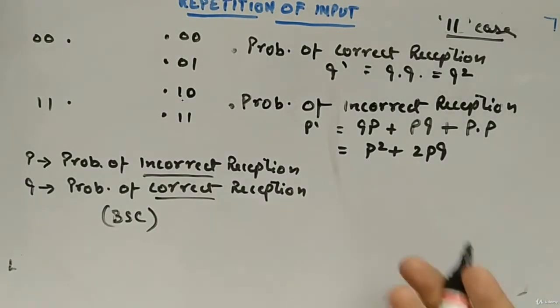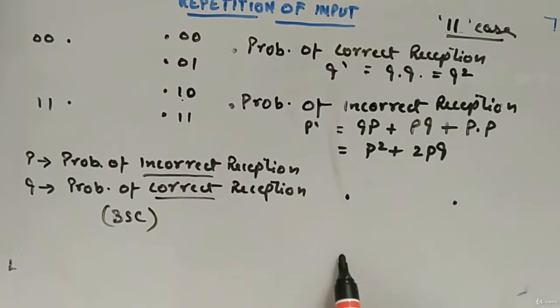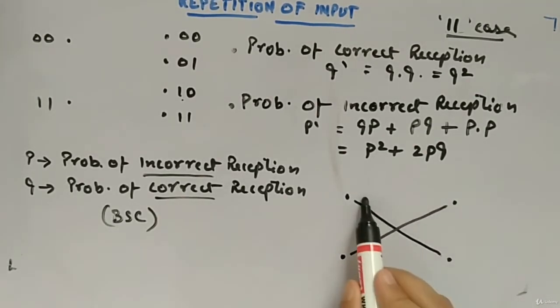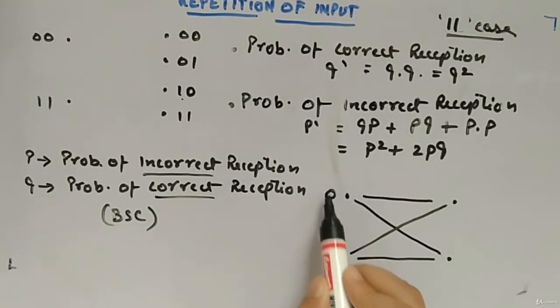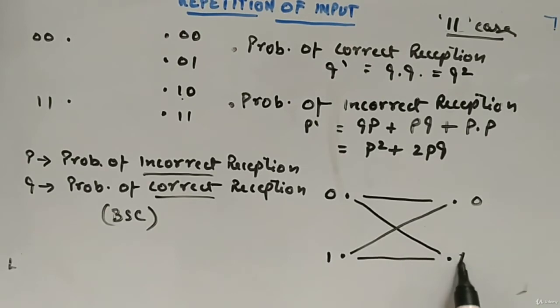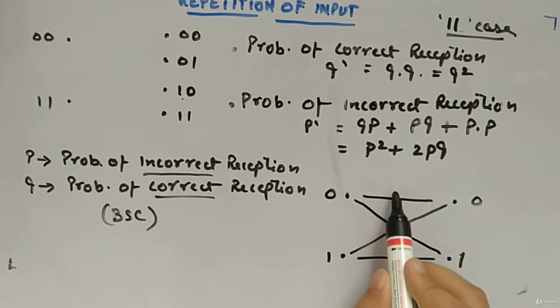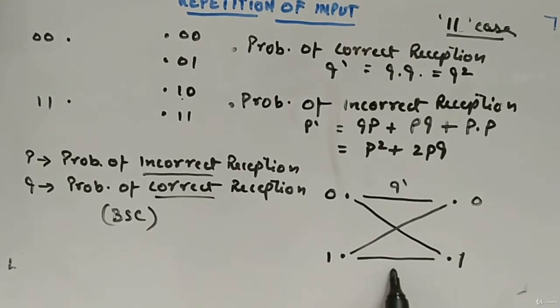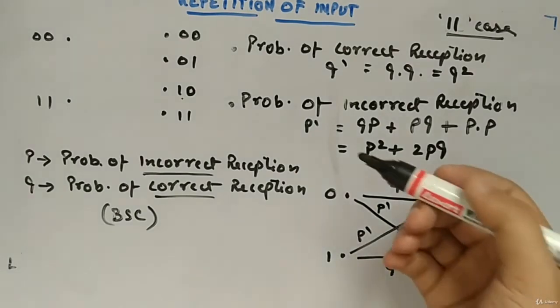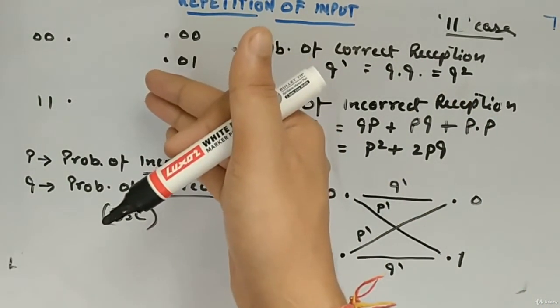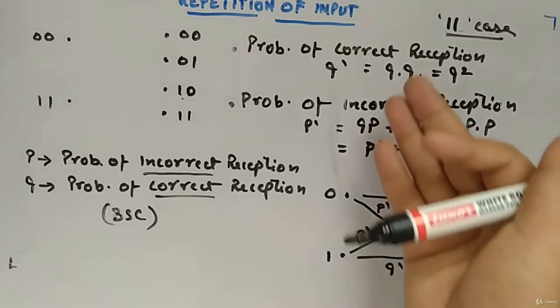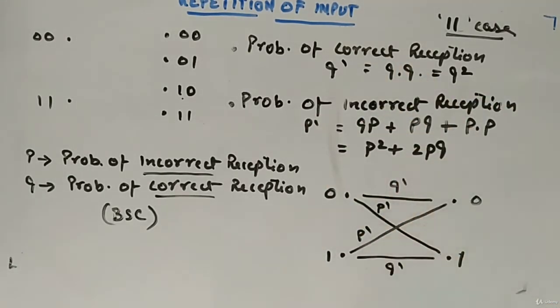So now I can frame my new binary symmetric channel. How will it look? You are sending 0 and 1, you are receiving 0 and 1, but this time the probability will be Q dash for correct reception and P dash for incorrect reception. Now everything will be exactly similar to the binary symmetric channel. So you can see how I have converted this scenario into a binary symmetric channel just by changing the probabilities. Only the probabilities have to change.